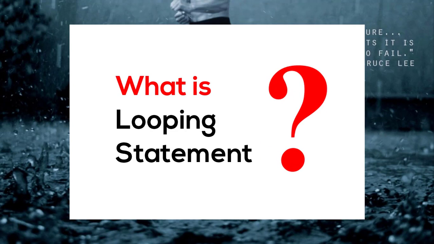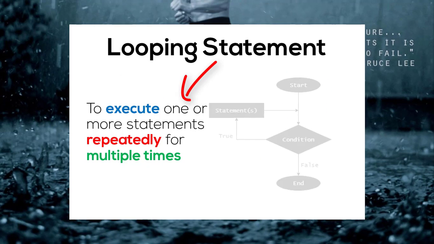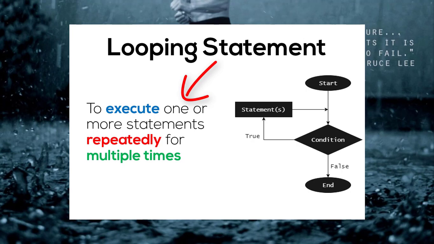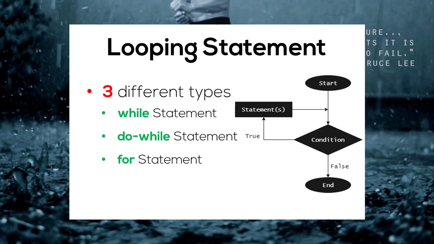First thing first, what is a looping statement? A looping statement basically allows us to execute one or more statements repeatedly for multiple times. And Java programming language actually provides us with 3 different types of looping statements, which are the while statement, do while statement, and lastly the for statement.